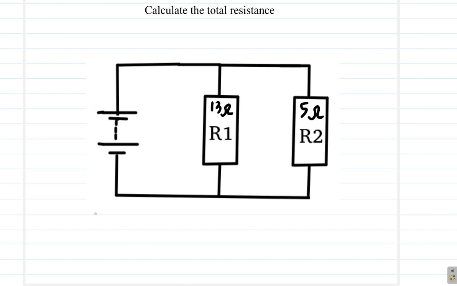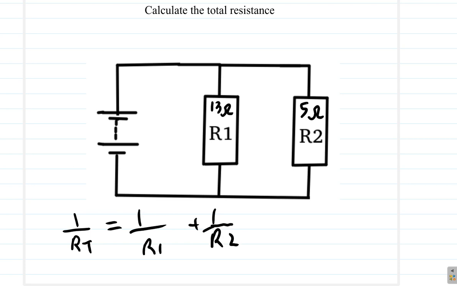Now remember, being that these are parallel resistors, the formula to calculate the resistance is 1 over RT, or 1 divided by total resistance, is equal to 1 over R1 plus 1 over R2.